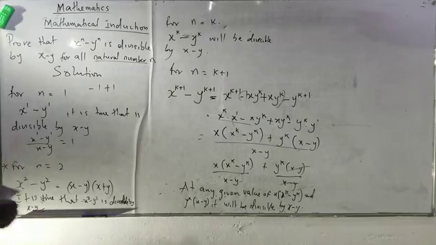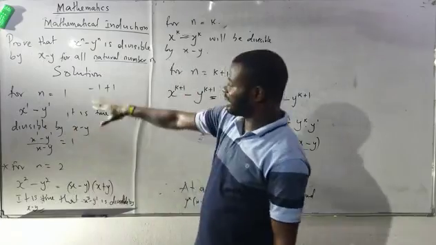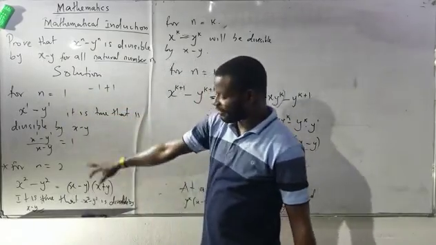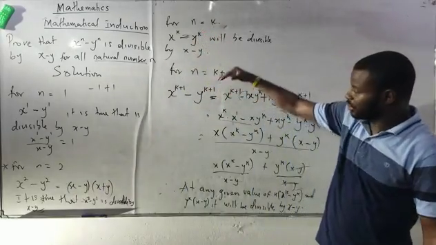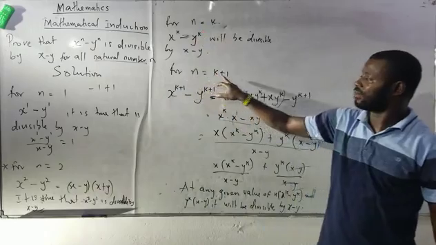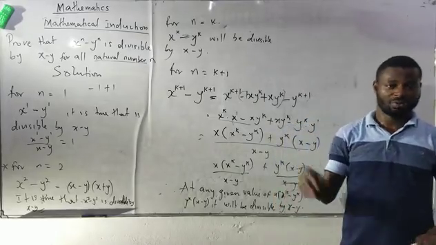It means that is the answer. That's all. You can see the way I moved on. I tested for 1. I tested for 2. I moved on to k, and also to k plus 1. I still have one more, but because of time, I wouldn't like to do it here.